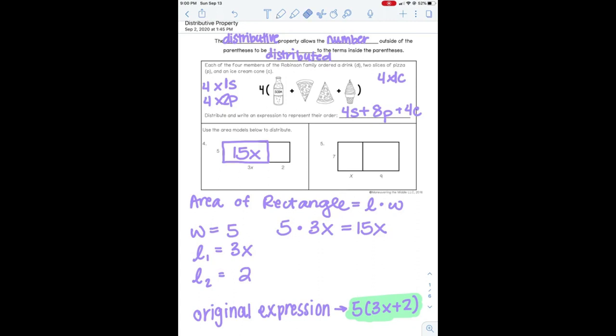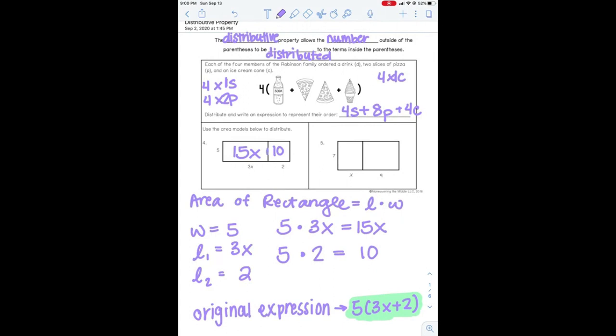And now I'm going to find the area of that second rectangle. And this one should be pretty easy for us because we know that our width is 5 again. And this time we're going to use length 2, which is 2. And 5 times 2 is 10. And since we don't have any negative signs, both of our numbers here are positive. Our new expression is going to be 15x plus 10, okay?